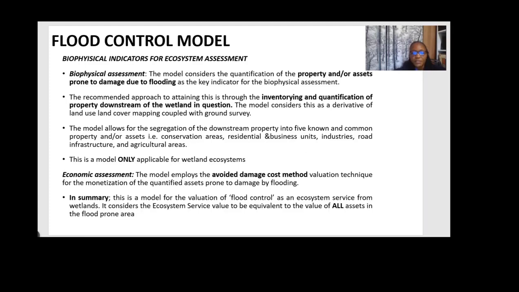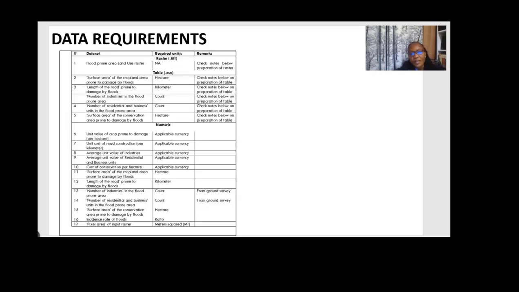In summary, what we are trying to say is that this is a model for the evaluation of flood control as an ecosystem service from wetland. It considers the ecosystem value to be equivalent to the value of all assets in the flood-prone area, just like I have explained. So what are the data requirements?